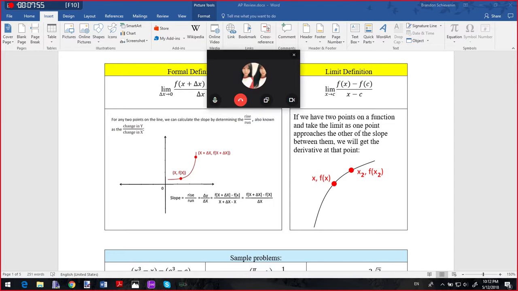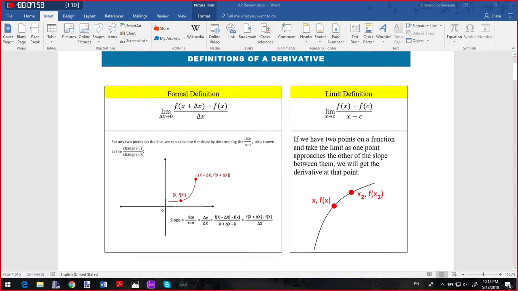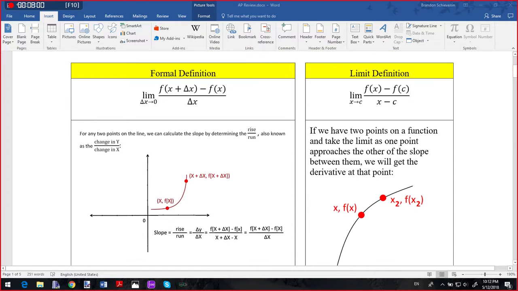So let me zoom in a bit and get this out of the way. Okay, so the formal definition says I've got 2 points on a line, x, f of x, and x plus delta x, f of x plus delta x. If you take your change in y, so that's y2 minus y1, and divide by x2 minus x1, I should get the slope. If you take the limit as your change in x approaches 0, then you'll get the slope at a single point. So those two lines will meet. The limit definition is almost the same thing. I've got 2 points, x, f of x, and I'm going to call this c, f of c.